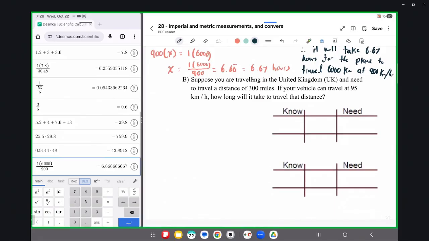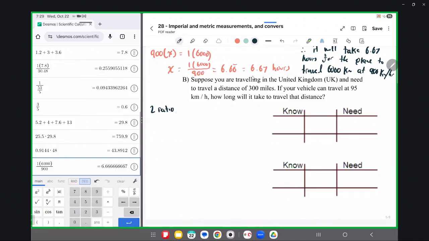And so an example of that is going to be in this question. Same kind of setup. So we're going to be traveling the United Kingdom and need to travel a distance of 300 miles. If your vehicle can travel at 95 kilometers an hour, how long will it take to travel the distance? And so we will need to convert the miles to kilometers or the kilometers to miles, and then go ahead and solve. So this is going to be 2 ratio calculations.